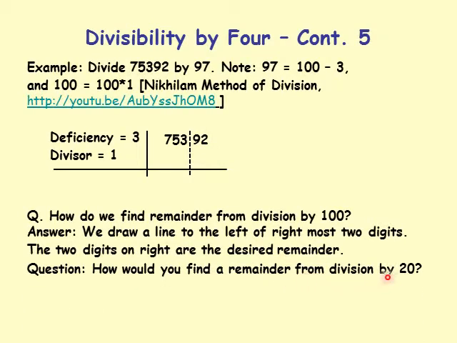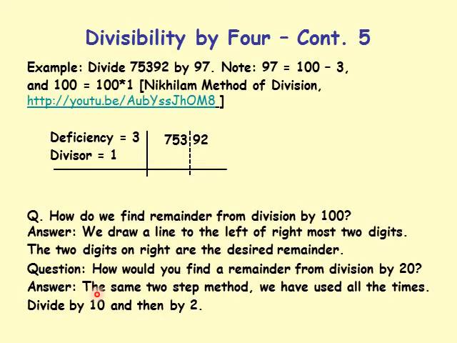How would you find the remainder from division by 20? First, 100 was a base number, so it was straightforward. We draw a line to the left of 2 digits, as there are 2 zeros in 100. Now how about 20, where we have to find the remainder of division by 20? We use the same two-step method we have been using all the time. First divide by 2 and then by 2. First by 10 and then.